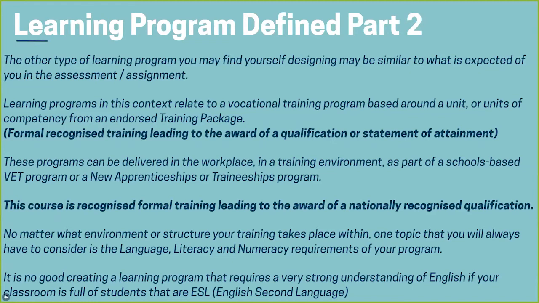So remember, some courses you get a certificate and a statement of attainment, which lists all the subjects you've completed with your pass mark or whatever the case may be. Some qualifications don't even really give you a certificate. You just receive a statement saying, this is what this person enrolled into and successfully completed. That's their statement of attainment. So these programs can be delivered in the workplace, in a training environment as part of a schools-based vocational education training program, or even an apprenticeship or a traineeship.